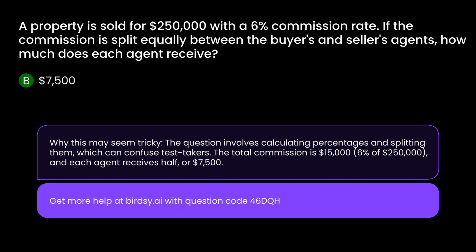Why this may seem tricky. The question involves calculating percentages and splitting them, which can confuse test takers. The total commission is $15,000, 6% of $250,000, and each agent receives half, or $7,500.